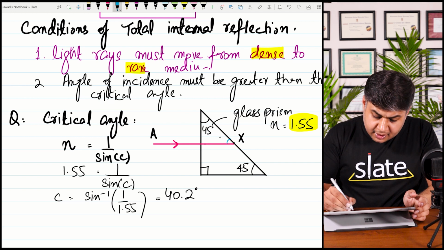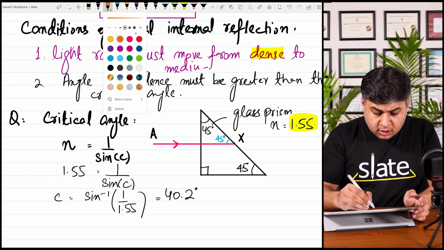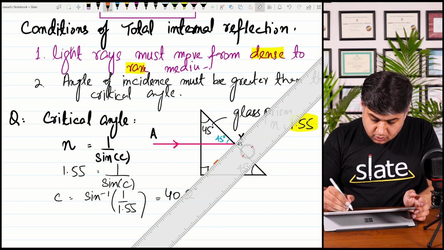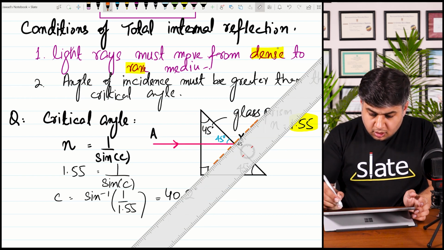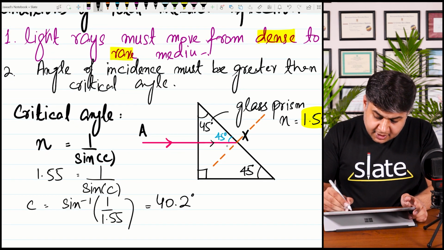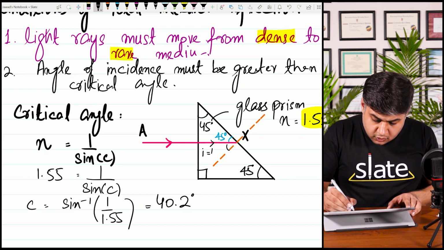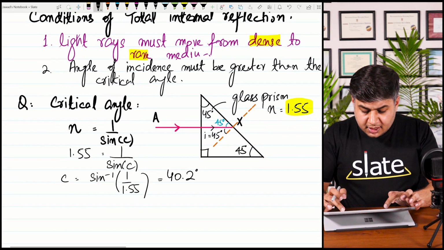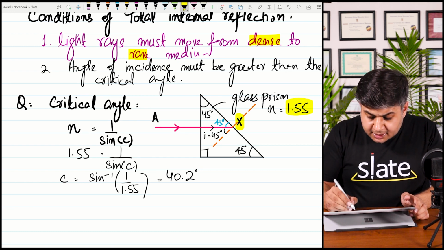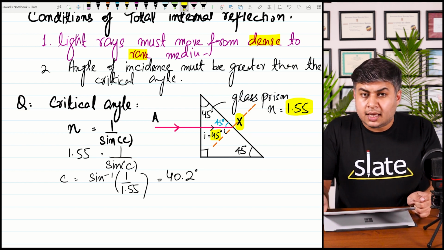व्हाट विल बी द वैल्यू ऑफ दिस एंगल? दिस एंगल इज 45 डिग्रीज. इस पॉइंट पे हमें एक नॉर्मल ड्रॉ करना होगा. लेट्स ड्रॉ दिस नॉर्मल. Right? What is the value of this angle of incidence? This angle of incidence is 90 minus 45. The value of angle of incidence is equal to 45 degrees. So at this point x, you have to decide whether this angle is equal to critical angle, less than critical angle, or greater than critical angle.